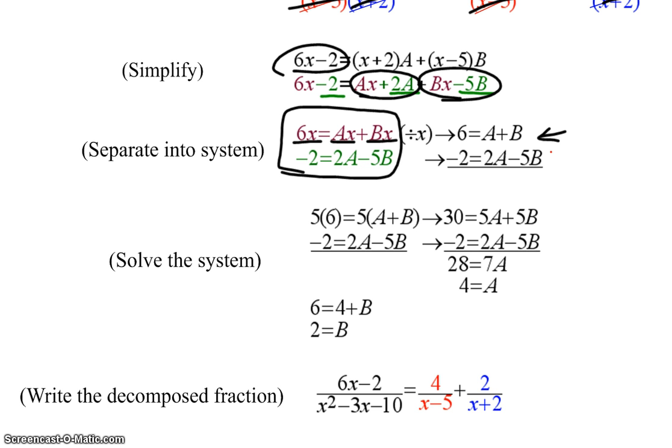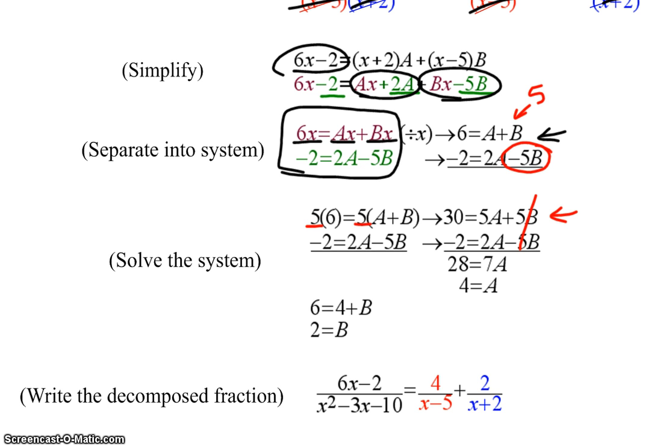I chose to eliminate the B's, and since this was a negative 5B, I wanted to turn the B in the first equation into a positive 5B so that when I added the equations together, the B's would eliminate. So you can see I multiplied both sides of the first equation by 5. That gave me my new equation of 30 equals 5A plus 5B. Now when I add the two equations together, the B's eliminate, and I ended up with 28 equals 7A, or A equals 4.